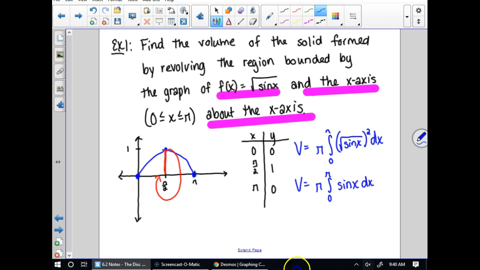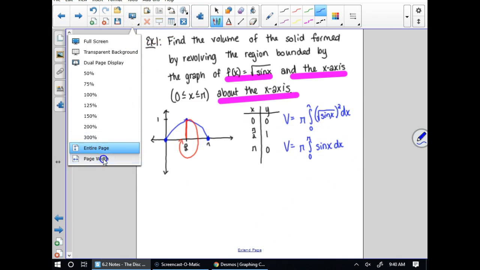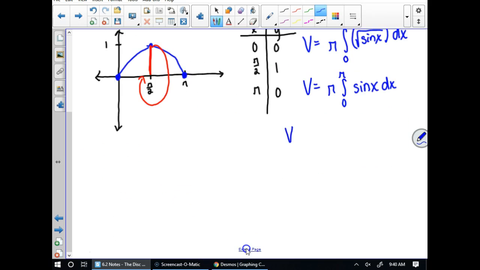dx. And whenever we integrate sine, what do we get? Negative cosine. So volume equals negative, well, I'm going to just go ahead and put that negative out there with the pi. Negative pi cosine of x, and then from 0 to pi.